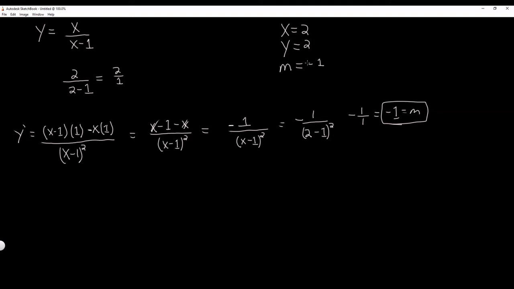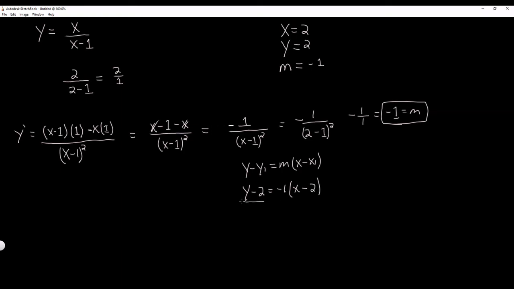And now we have all the numbers necessary to find the equation of the tangent line at point x is equal to 2. So we'll write down our formula for our point slope form. Y minus y1 is equal to m times x minus x1. So we'll bring down our y. Minus y1 is 2 is equal to m, our slope, negative 1, times x, just bring it down, minus x1 is 2.